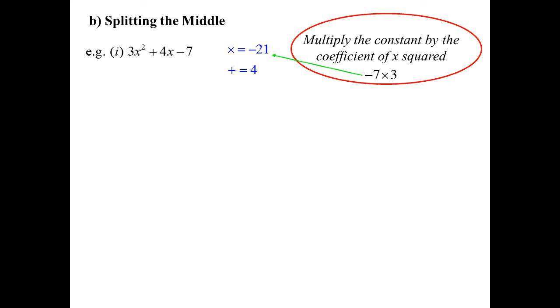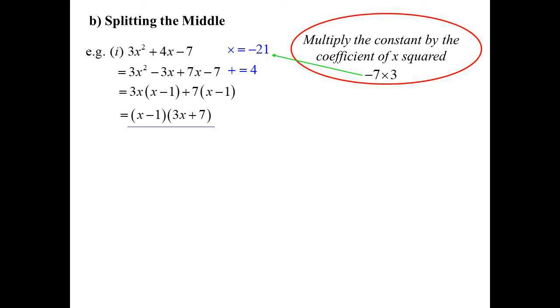Multiplies together to give a negative number, so I'm looking for a positive and a negative. The positive number must be bigger, because when I add them together I get 4. Factors of 21, well, it's not a lot, 7 and 3, they differ by 4. So it must be 7 and negative 3. And you do exactly what the method says. You split the middle into those two, and you now have a grouping in pairs question. Pull out the 3x, pull out the 7, and bingo, you got it. That's it. No more thought process.